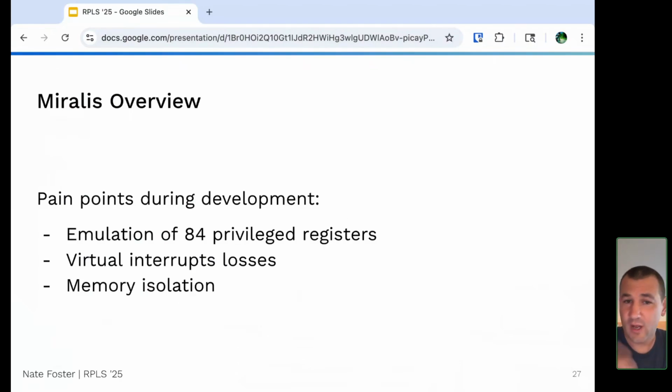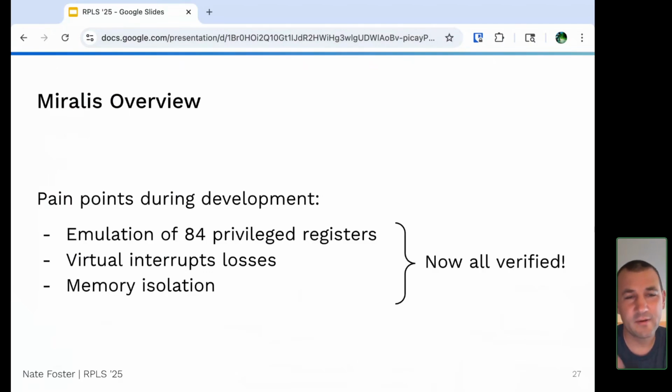So Morales is a big system. Charlie and others have been working on it for several years. They've experienced a number of pain points in development. They have to emulate over 80 privileged registers. They have to deal with complex conditions involving interrupts, and they really want to ensure strong properties like memory isolation. So during development, as usual with writing low-level software, they were building the system, trying to get things to run, fixing tests.